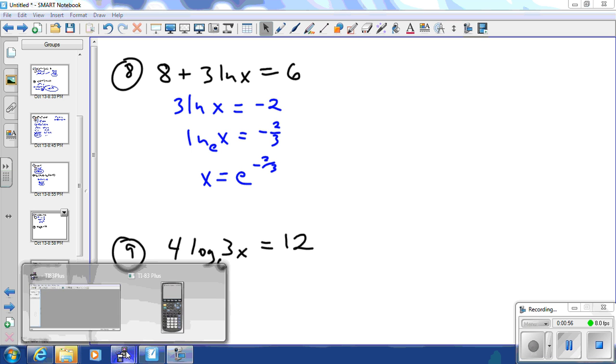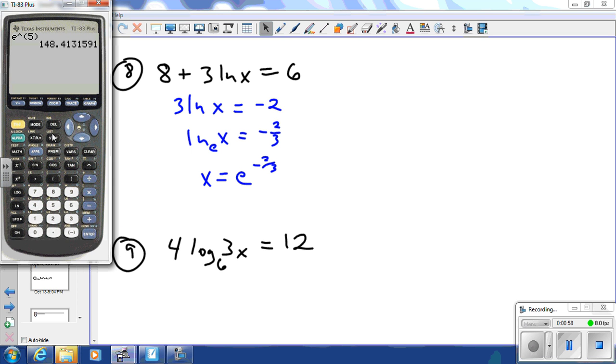And when we bring that up, let's see what e, oops, wrong one. There it is. E to the power of negative 2/3. It's approximately 0.51. So that's about what x is equal to.